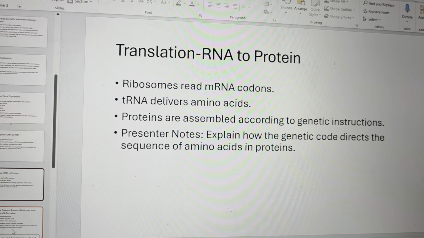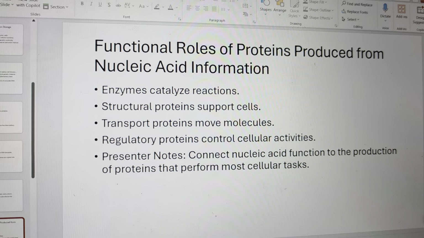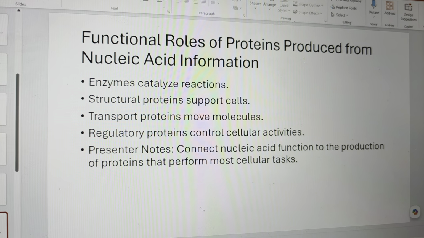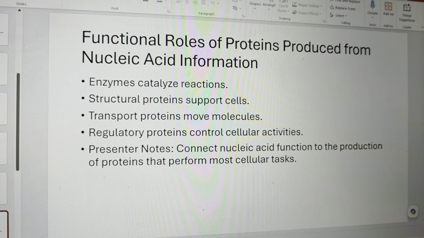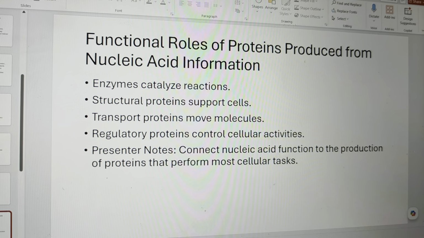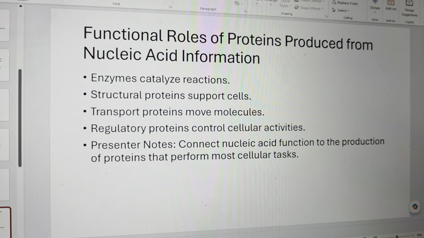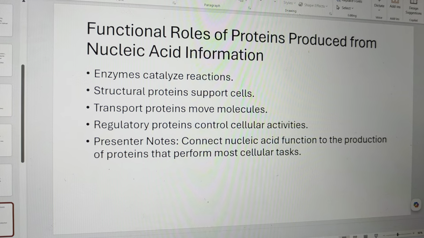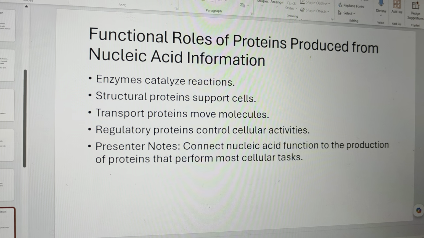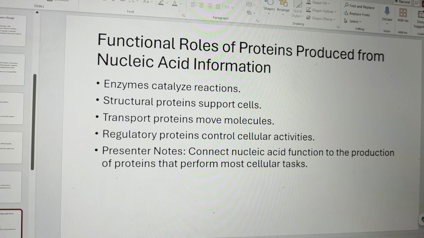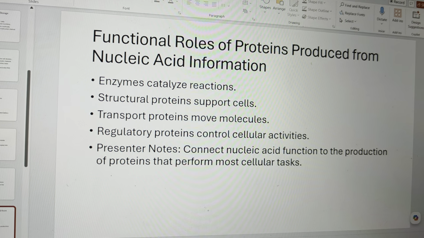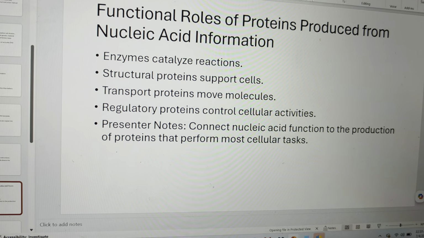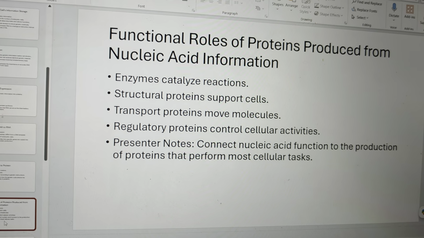The next slide is about the functional roles of proteins produced from nucleic acid information. One, enzymes catalyze reactions. Structural proteins support cells. We'll also look at transport proteins that move molecules, and regulatory proteins that control cellular activities in the cell. The presenter note says the idea is to connect nucleic acid function to production of proteins that perform most cellular tasks.